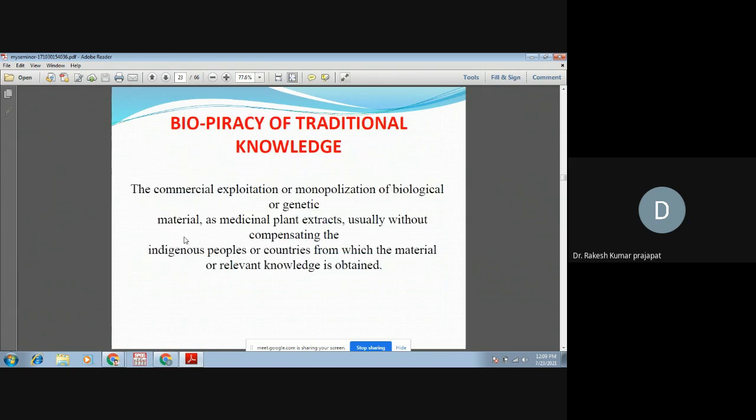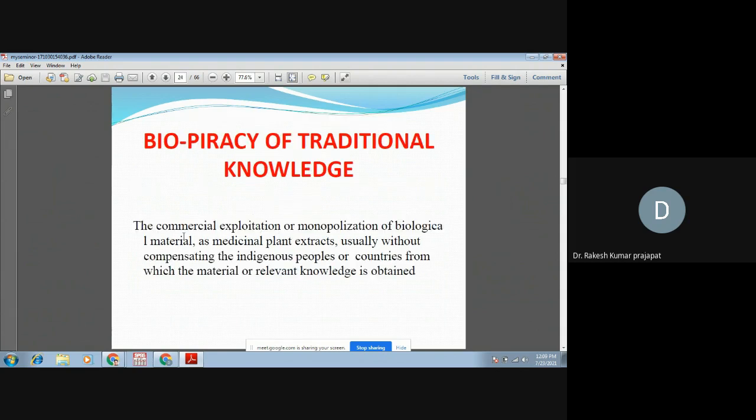Biopiracy of traditional knowledge: the commercial exploitation and monopolization of biological or genetic material, such as medicinal plant extract, usually without compensating the indigenous people or country from which the material or relevant knowledge came.